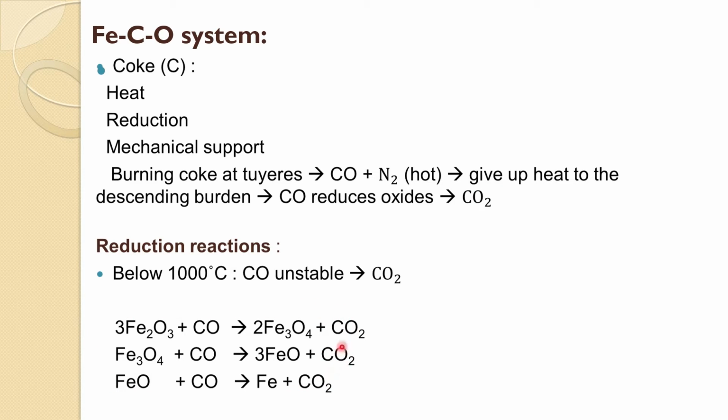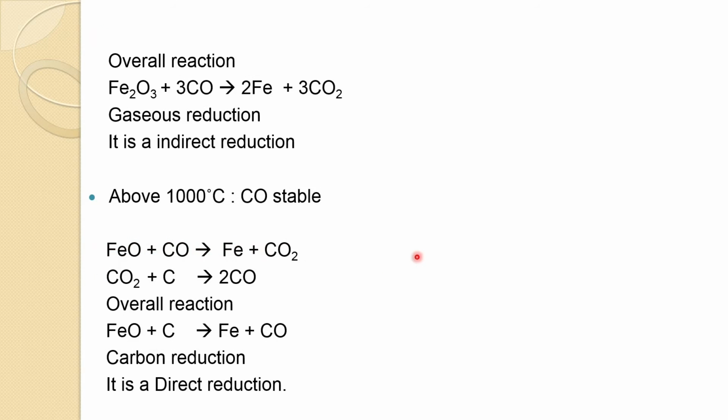These are some of the reactions which you are already familiar with. Below 1000 degrees Celsius CO is unstable, that we saw in the carbon and oxygen diagram also. So, the overall reaction, if we put it, you are also familiar with. This is known as gaseous reaction, because it is getting reduced from carbon monoxide gas. So, gaseous reduction, and you also call it the indirect reduction.